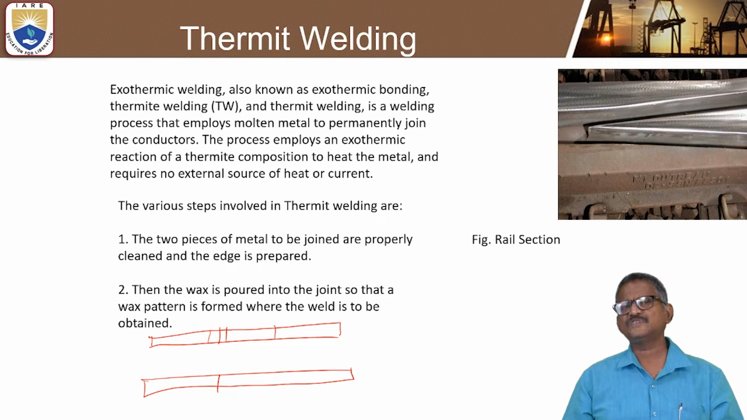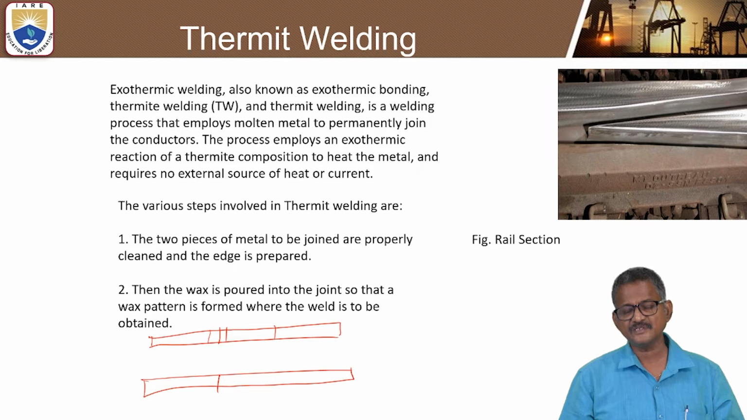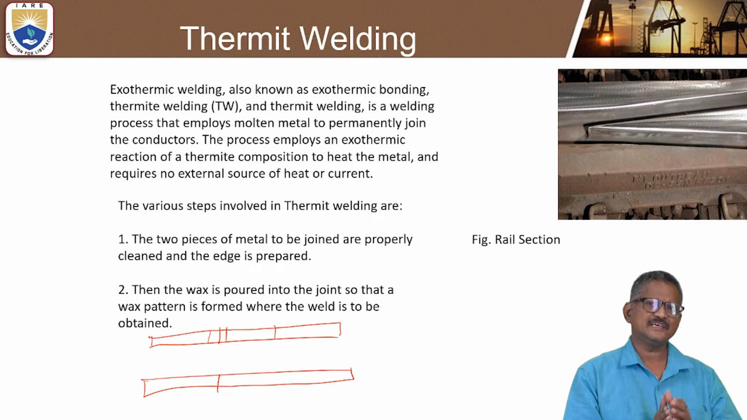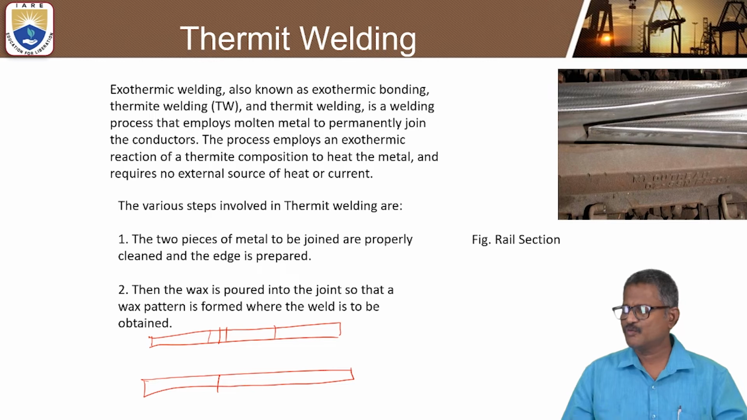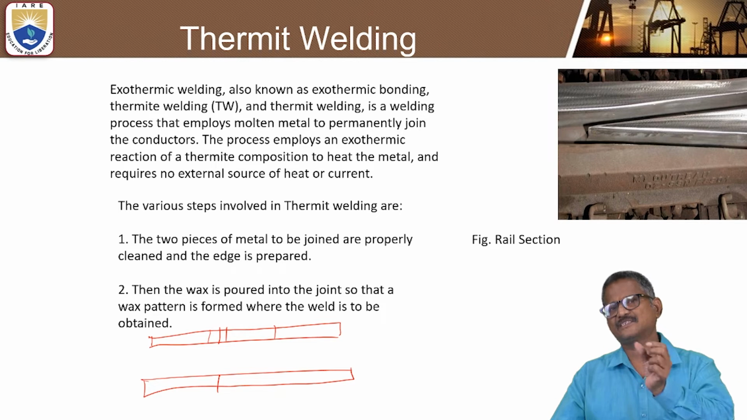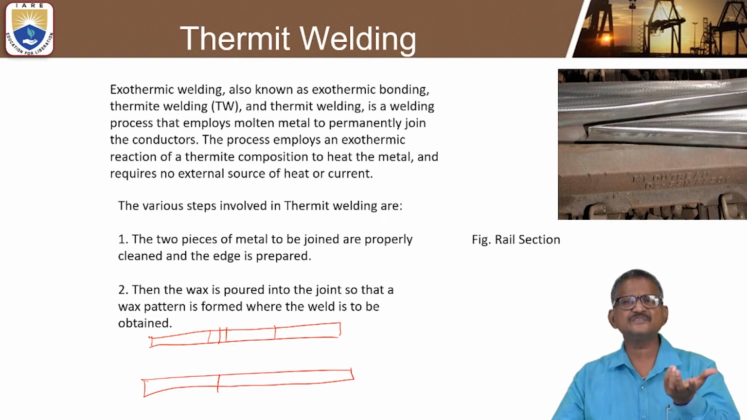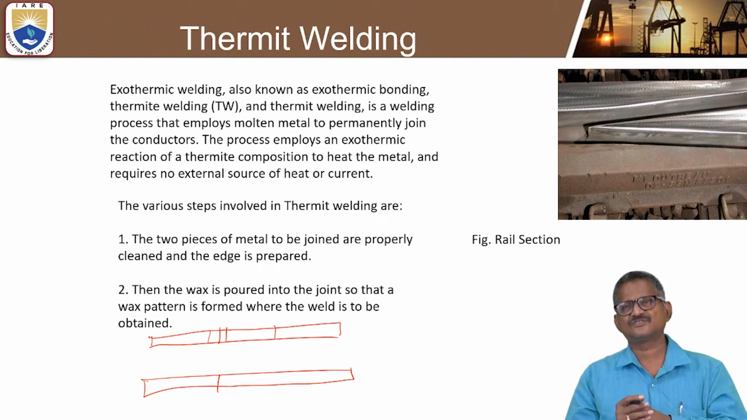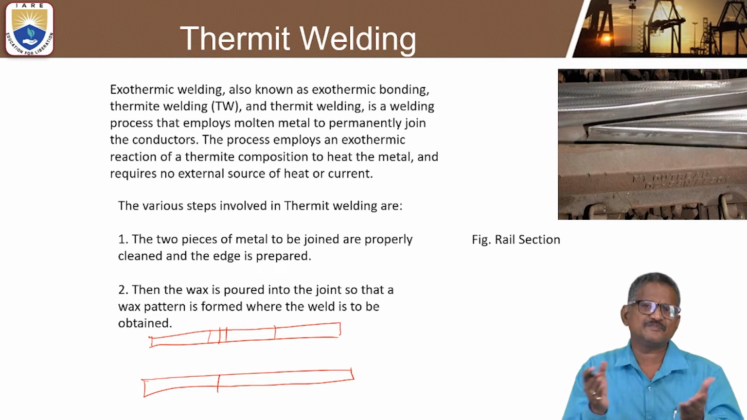There are 6 basic steps involved in the thermite welding process. We are going to discuss the various steps. Let us see this thermite welding. We can also call it exothermic welding. Why? Because an exothermic reaction takes place. Thermite welding is a welding process that employs molten metal to permanently join the conductors. So here a student can understand that it is permanently joined together with the help of the conductors.